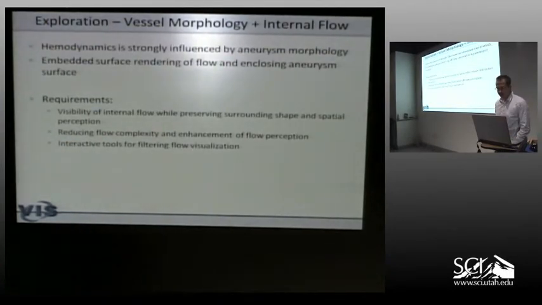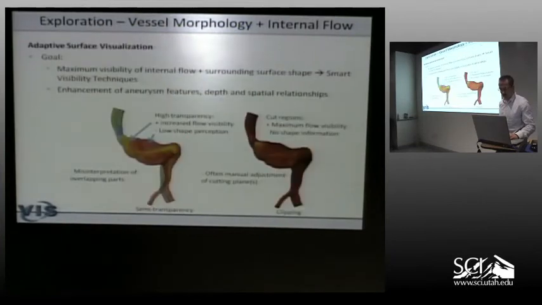I want to discuss the vessel morphology and the internal flow, and how these can be shown simultaneously, kind of embedded surface rendering. The first idea is, of course, if I want to see an outer surface and something inside, I render the outer surface semi-transparently, and then I can see inside. But as it turns out, there is no really good transparency value where you would say, I see the internal structures very well, but also the morphology. It is really essential to see both simultaneously because the morphology has such an influence on the hemodynamics.